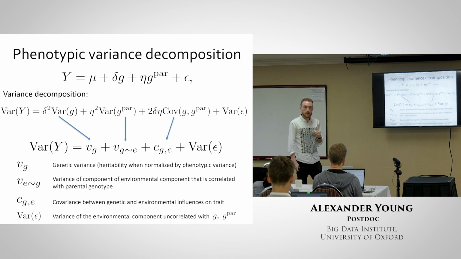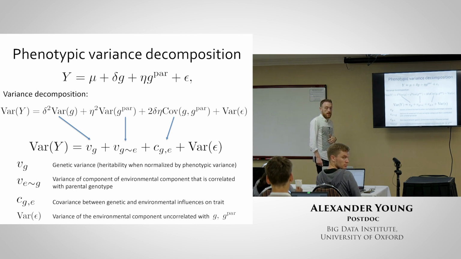Yeah. Have you looked to explore interactions between the child's genotype and the parental genotype? And the second question is, why would it fall in this model? Would it be captured by G or VG?